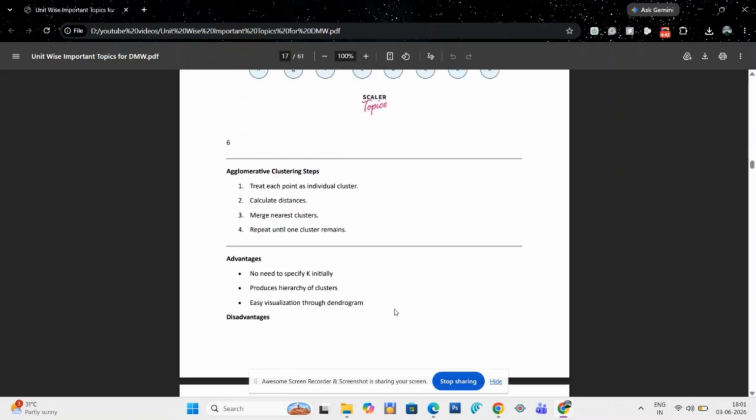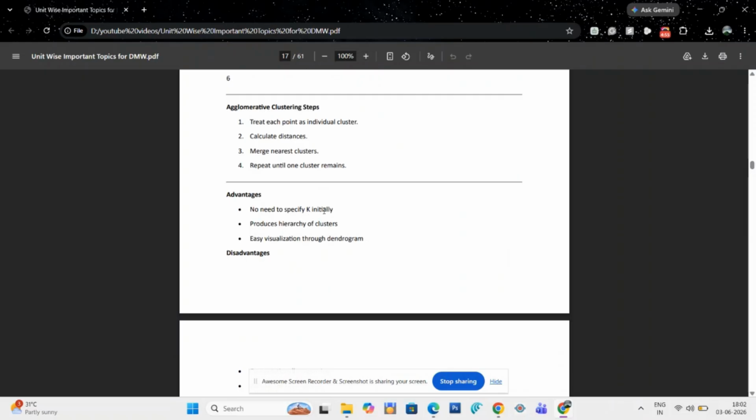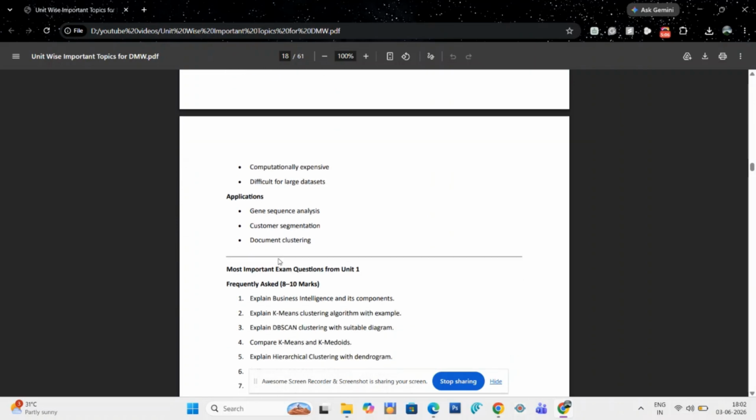And the agglomerative clustering steps are: treat each point as an individual cluster, calculate distances, merge the nearest clusters, repeat until one cluster remains. Okay, the advantages of this are: no need to specify K initially, produces a hierarchy of clusters, easy visualization through a dendrogram. Okay, the disadvantages are that it is computationally expensive and difficult for large data sets, and the applications are gene sequence analysis, customer segmentation, and document clustering.